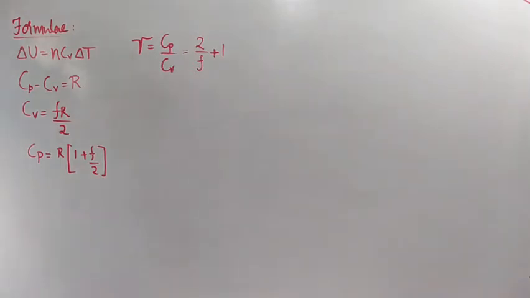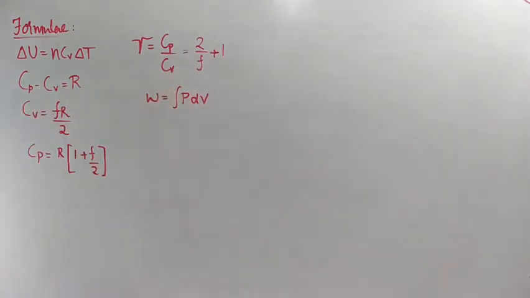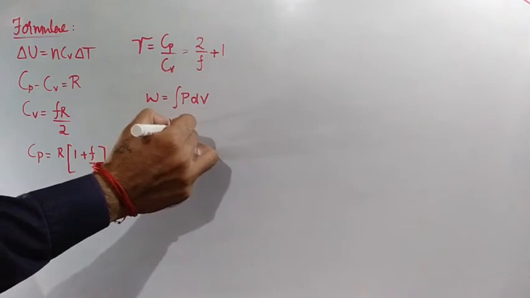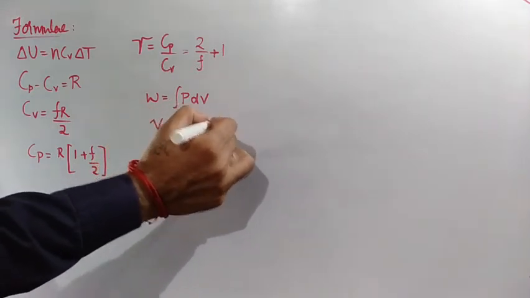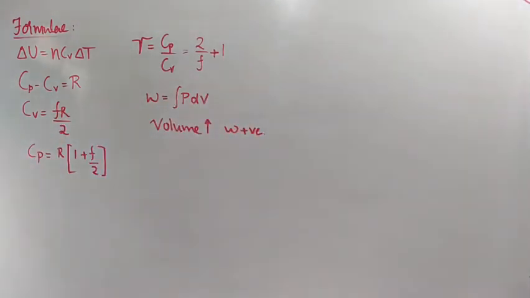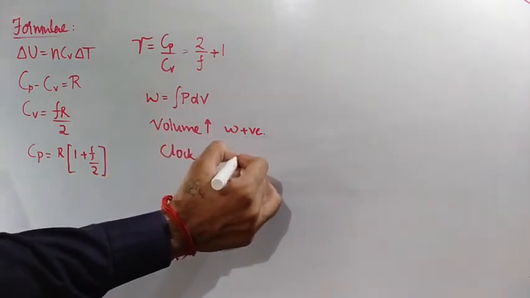Next again, delta T value means change in temperature. Work done value is the integral of PdV, which is always a satisfiable condition. And in some of the cases we discussed the sign convention: if volume increases, work done value is positive. Clear? And for a cyclic process, if clockwise, work done will be positive.